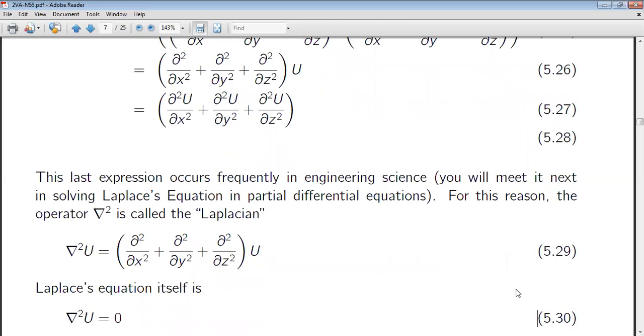Okay, so Laplace's equation itself is Nabla square u equal to 0. This has applications in engineering-based problems. That is, we will use the Laplacian operator in application-based problems through this equation, Nabla square u equal to 0.